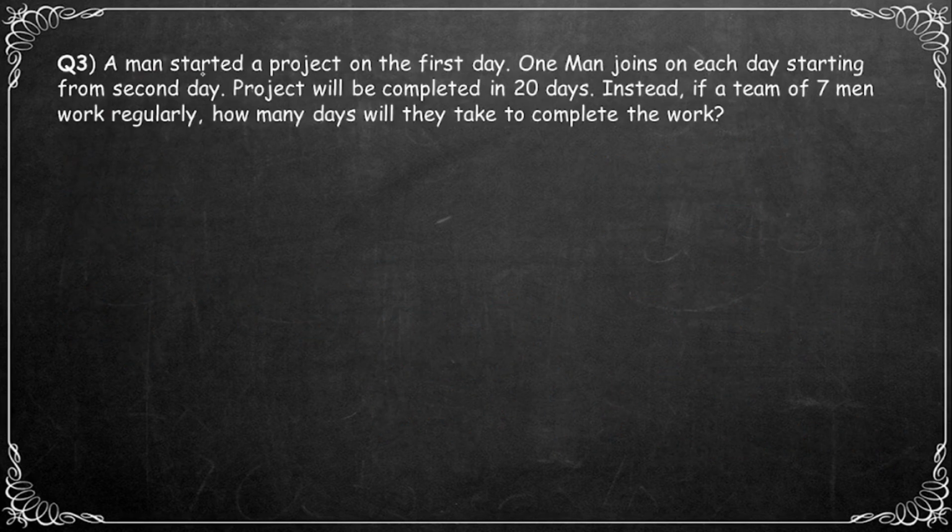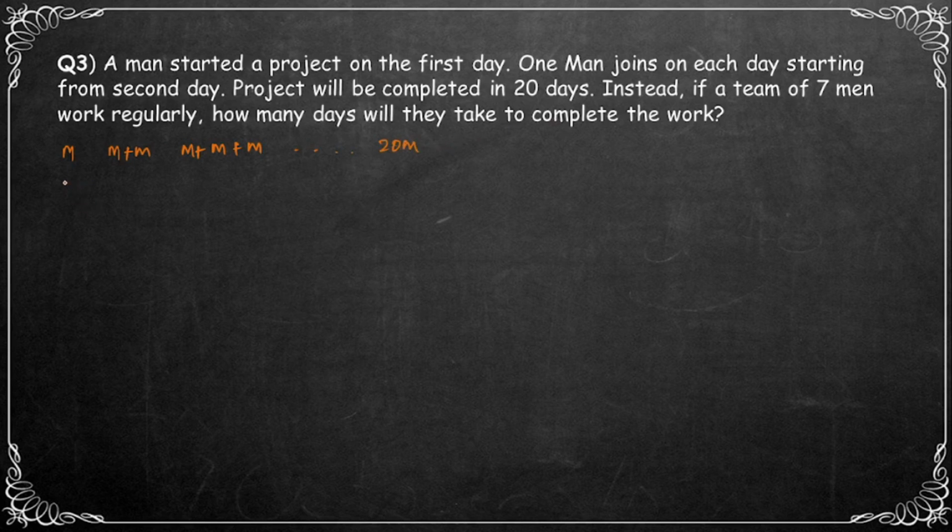Question 3. A man started a project on the first day. One man joins on each day starting from second day. Project will be completed in 20 days. Instead, if a team of 7 men work regularly, how many days will they take to complete the work? Now, the first day one man has worked, next day another man has come, and the next day another man has come. Like that, on the 20th day there will be 20 men. So that is 20 M. They together completed the work.